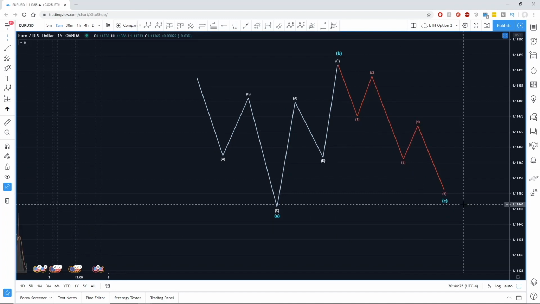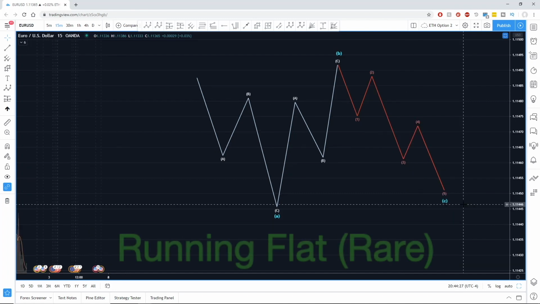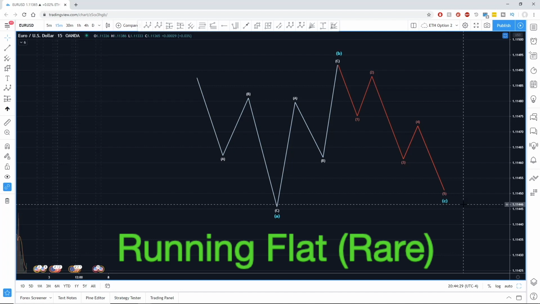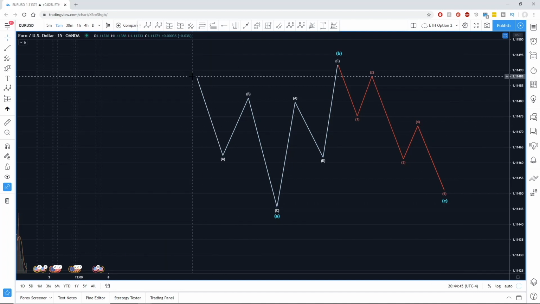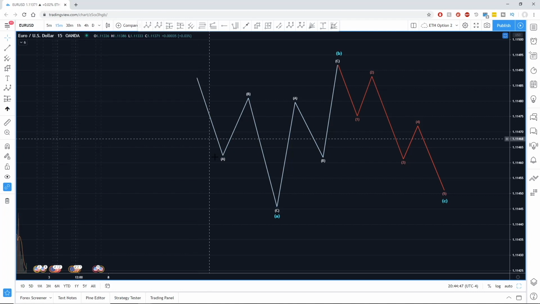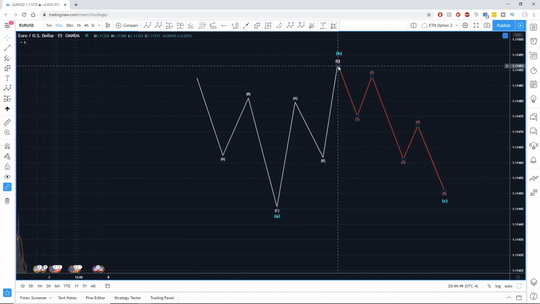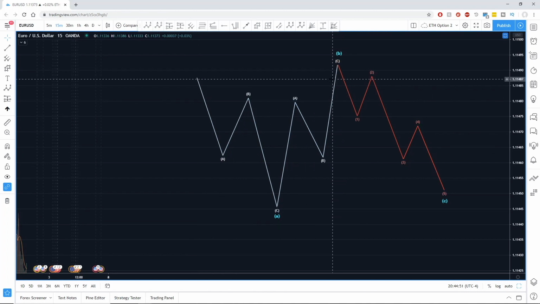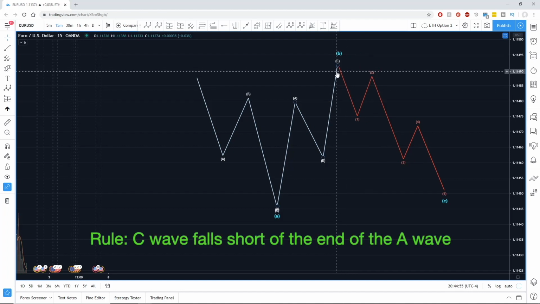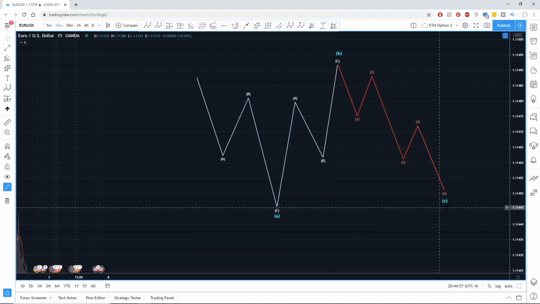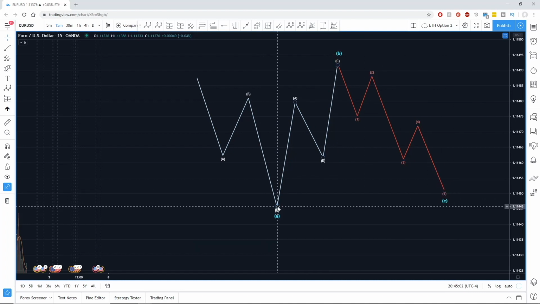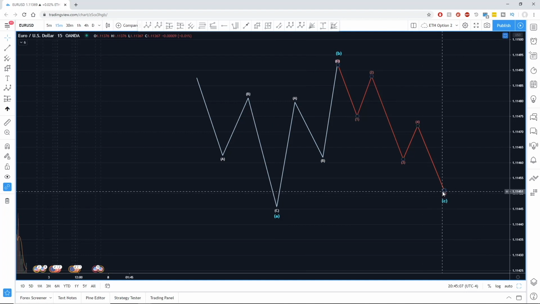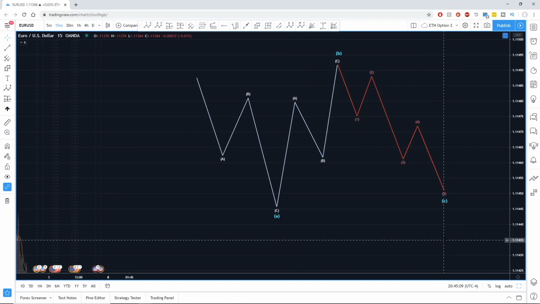And finally, the least common type of flat is known as a running flat. These are rare and almost never happen. A running flat takes the shape of an expanded flat for its first 2 waves, in that it's a 3-wave A wave, followed by a B wave that retraces fully past the start of the A. However, the C wave fails to travel the full distance, falling short of the end of the A wave. So the C wave ends here, whereas the A wave ends down here. This is where we differ from an expanding flat, where the C wave is significantly below the end of the A wave.